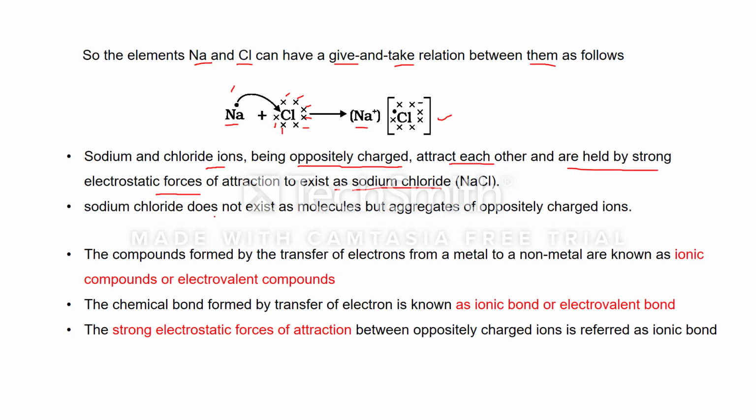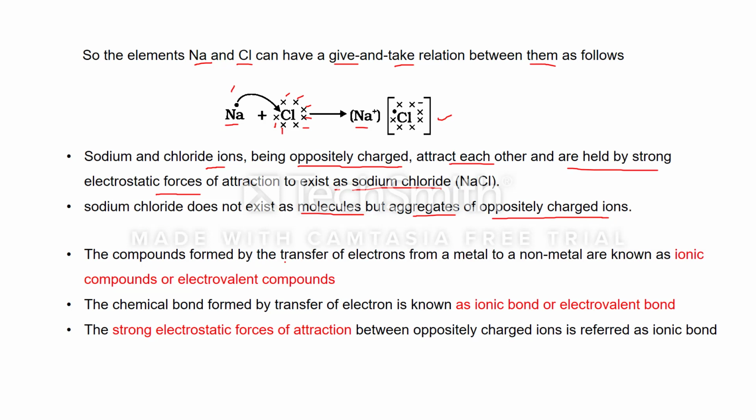Clear? Sodium chloride does not exist as molecules. Remember it. Like water molecule H2O, ammonia molecule NH3, these exist as molecules, but sodium chloride does not exist as a molecule, but it exists as aggregates of oppositely charged ions. When we represent the formula sodium chloride NaCl, it means there is no existence of one Na unit and one Cl unit. Actually, this is the simplest ratio of the Na plus and Cl minus ions present in the crystal or aggregates of NaCl.